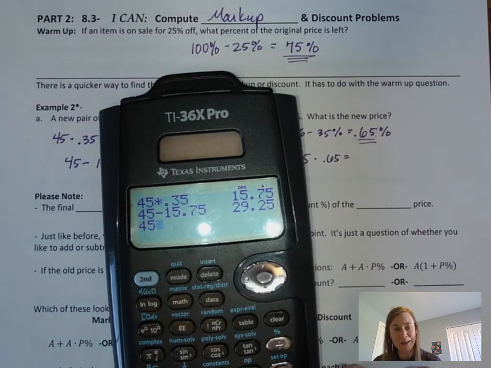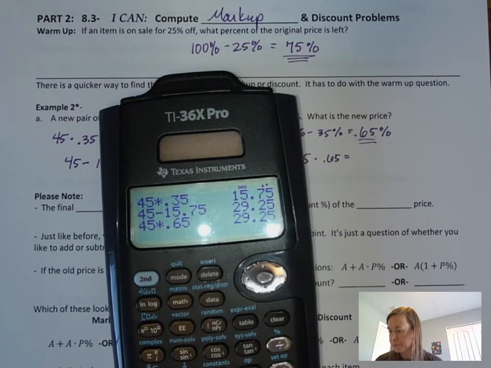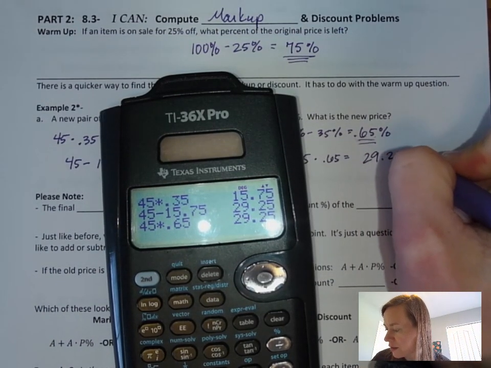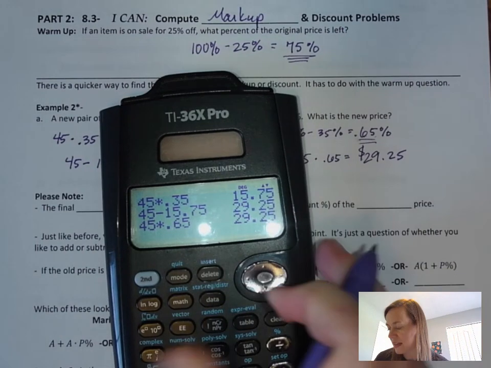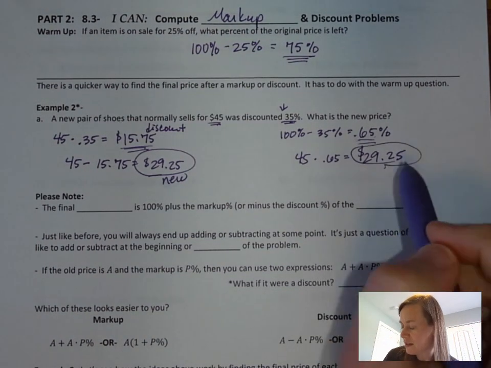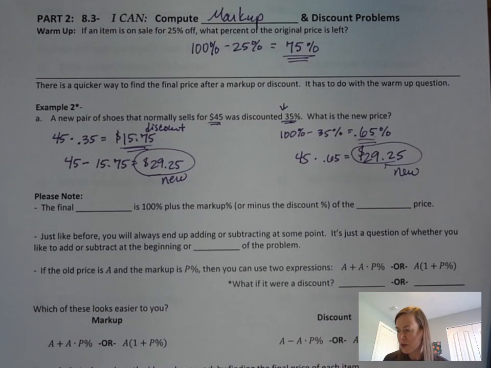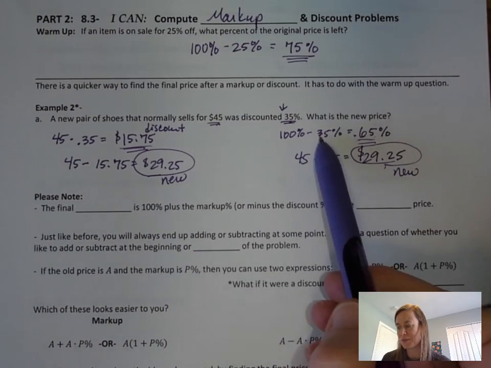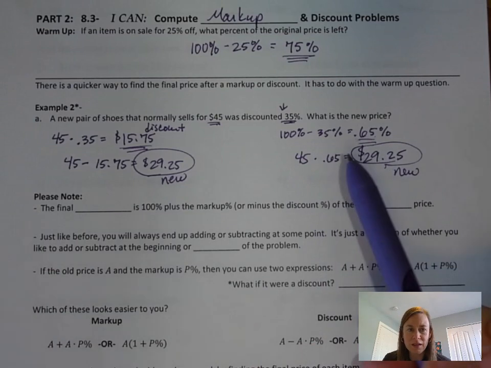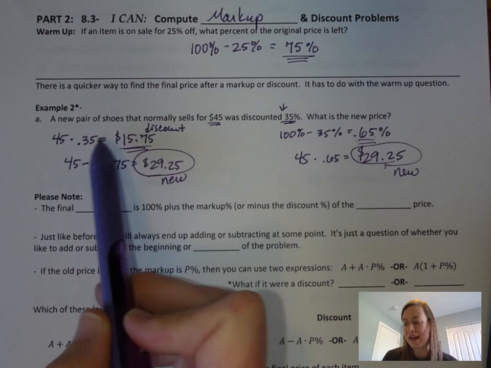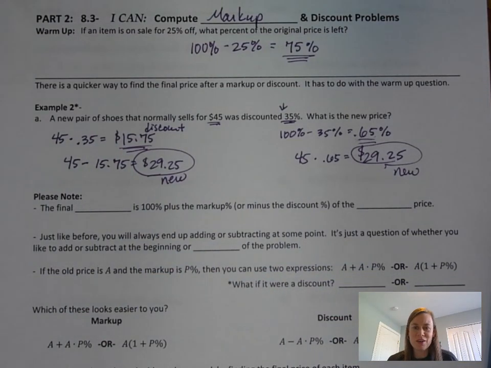It should give us the same thing, and it does, $29.25. So you can see that both ways get you the same new price. It's just a question of, do you want to subtract the percentages before you multiply? Or do you want to subtract the amount of discount after you multiply? It's just a question of when you do what.